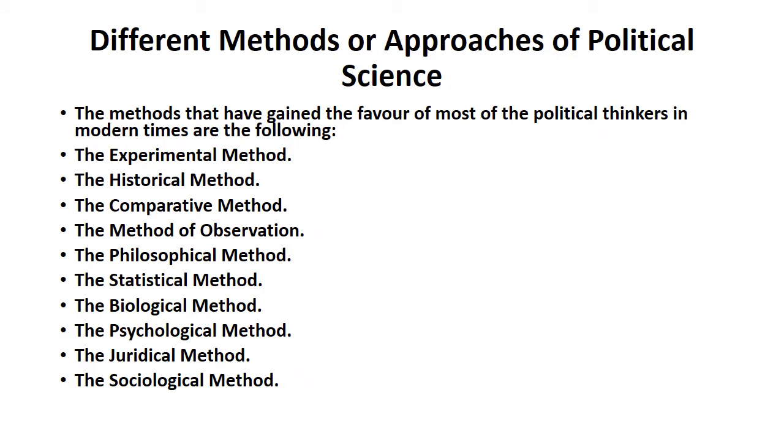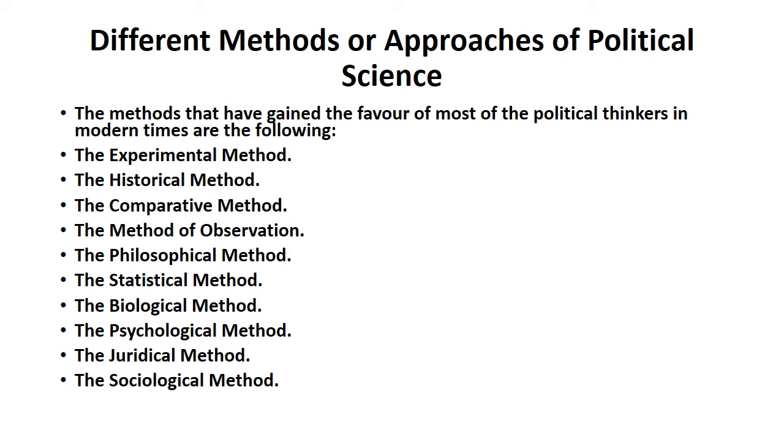Now, different political thinkers have given different methods, but we need to remember that there are certain methods that we use in political science in order to conduct a political investigation. The methods that have gained the favor of most political thinkers in modern times are these. The first method is the experimental method. We can also use the historical method. The other method is the comparative method. The next method is the observational method.